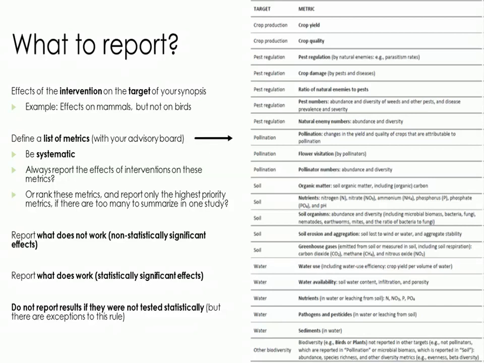So what you might also do with your advisory board is create a list of priorities, saying, we're interested in all these metrics, but we're only going to report the highest priority ones if there are too many to report. Yeah, be systematic. I would hate to think that there's a paper out there that reported something we were interested in, and one person writing up a summary would report the effect and another person wouldn't. I'm sure that has happened. I'm sure it will happen. But the more systematic we can be, the better, the more defensible it is.